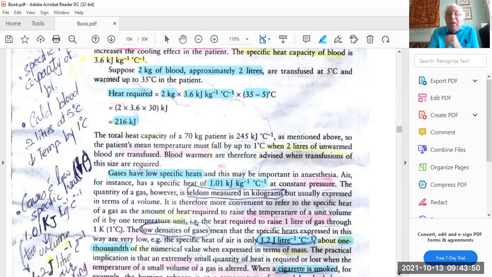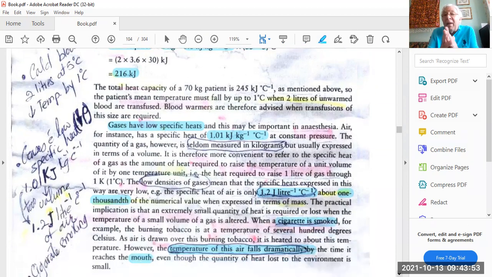The nice thing about the specific heat of gas is that it's very low. It's very low.